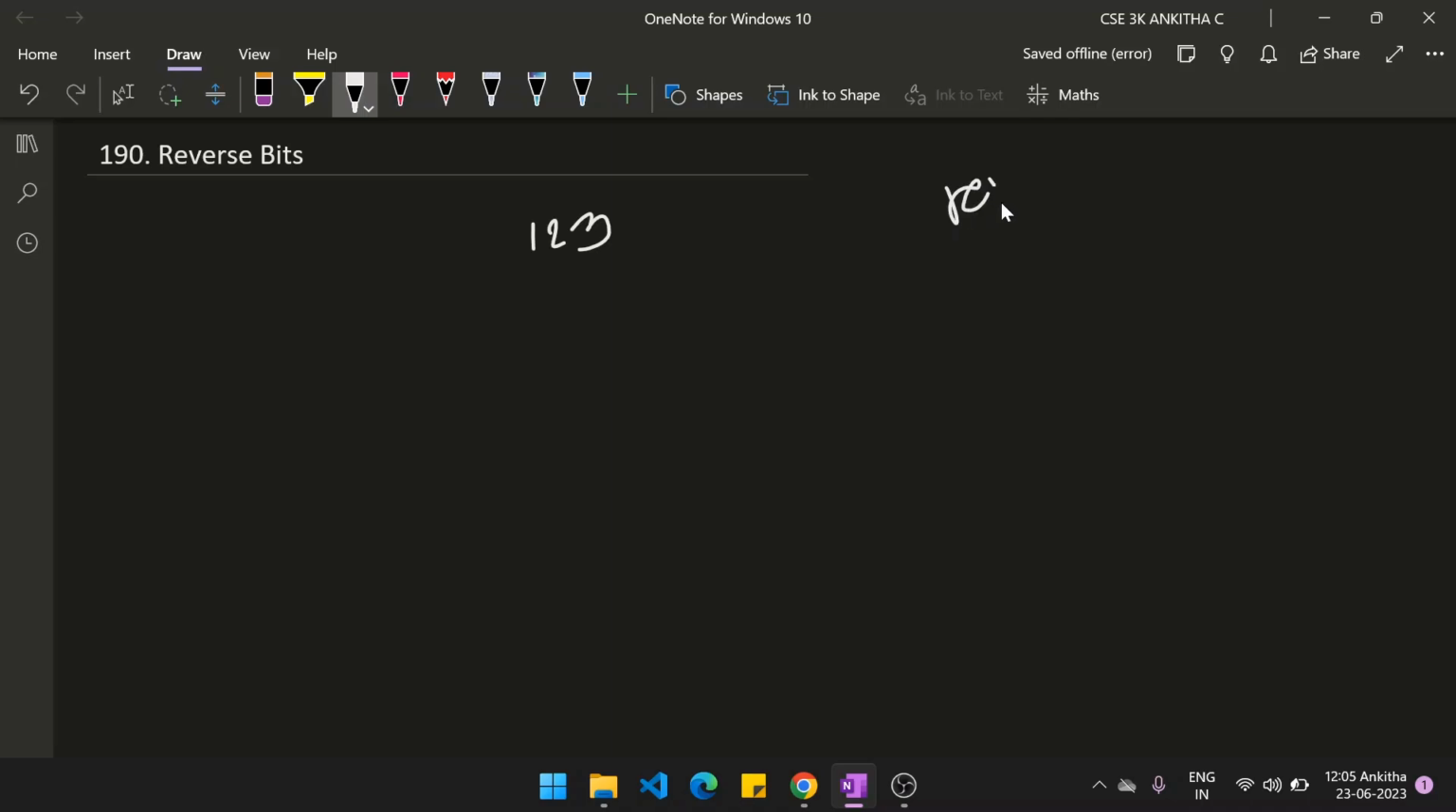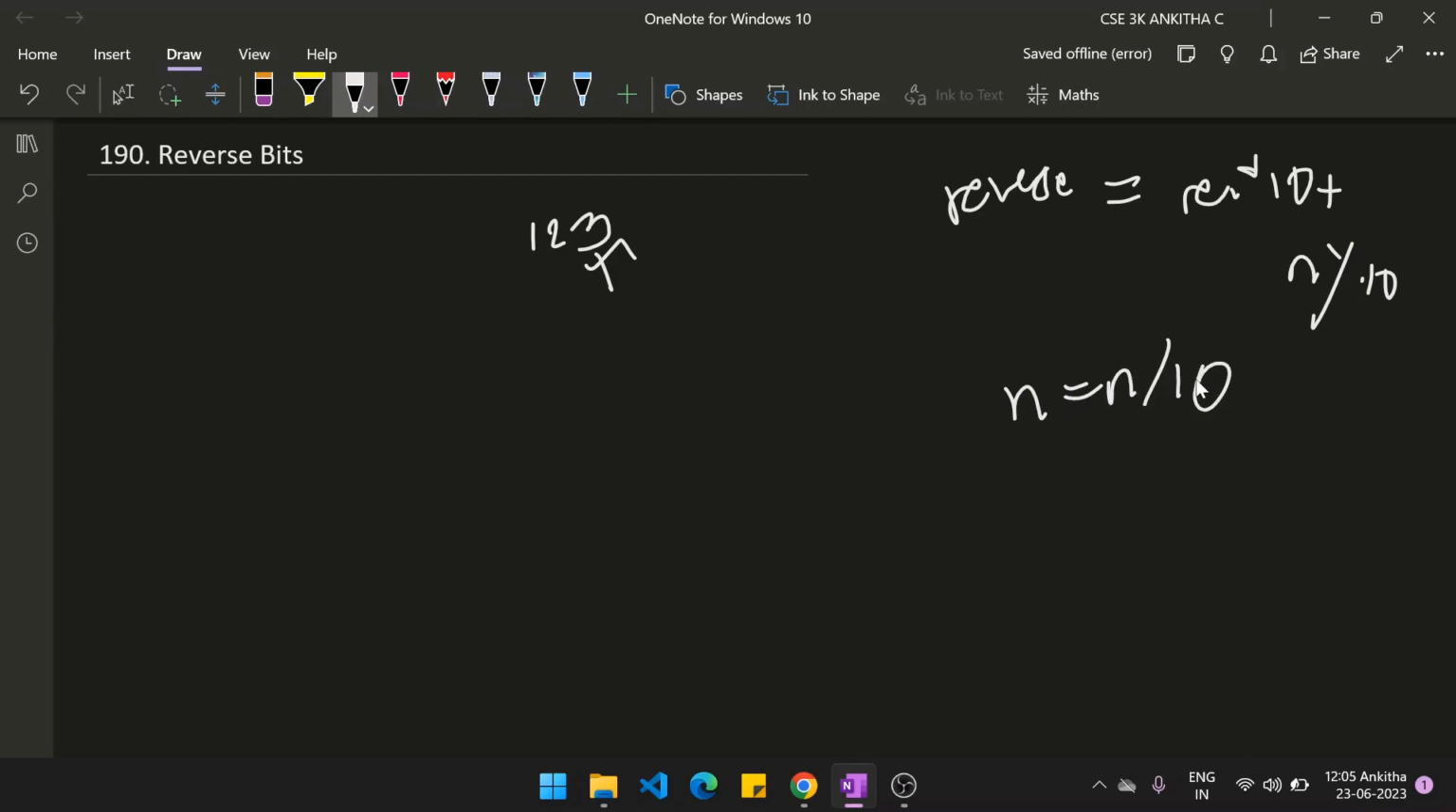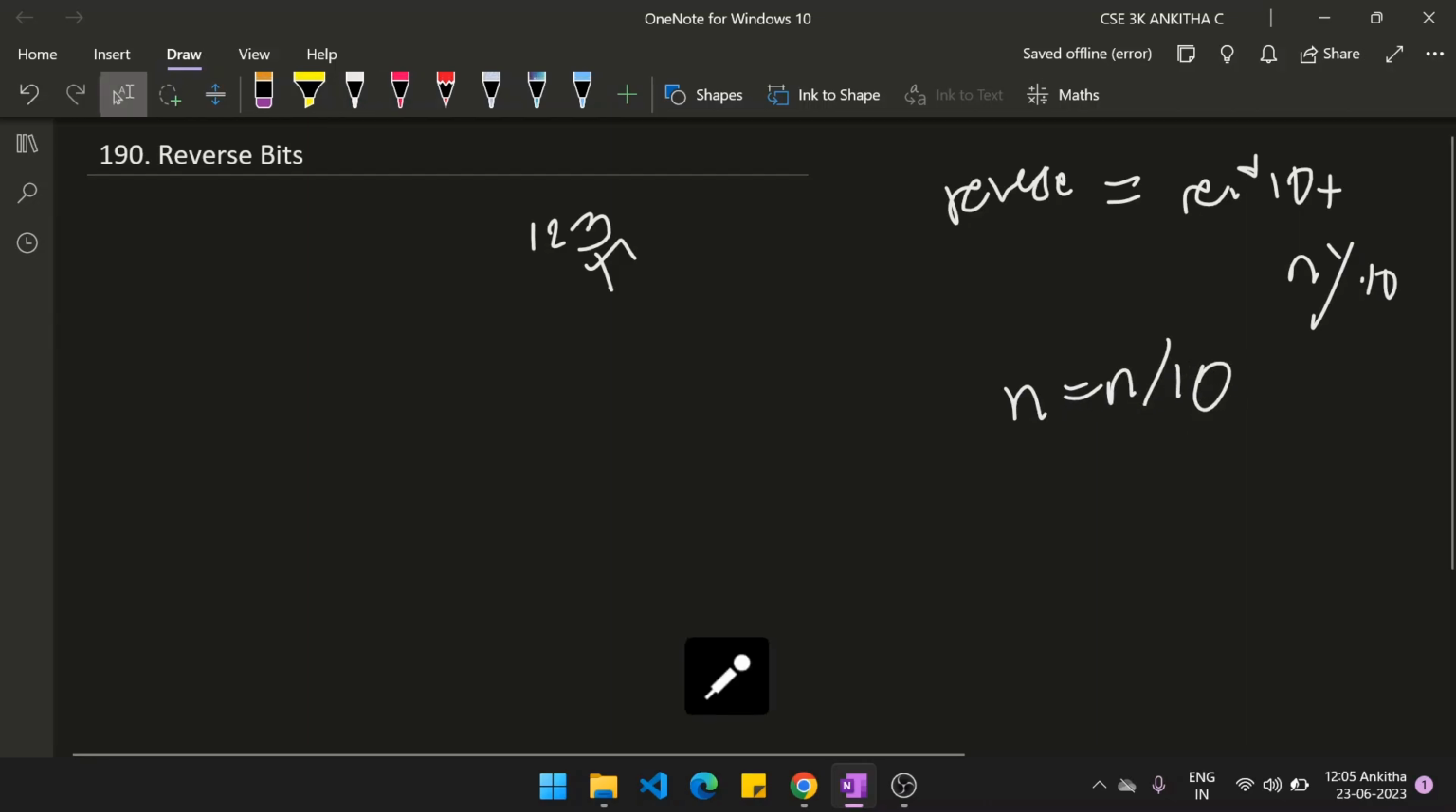We take one number called reverse to give the output, and each time we do reverse * 10 plus the last digit, that is n modulus 10. Then n = n / 10. That is how you reverse. So I repeat, we have a reverse, the resulting number, and reverse * 10, because each time we reverse, we have to shift by one position, plus n modulus 10, that will give you 3.